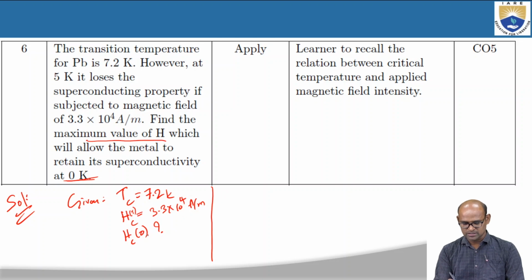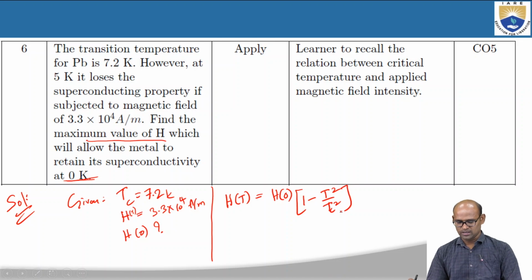So the equation between this H and Tc is H of T equals H of 0 into 1 minus T square by Tc square. So this is the relation between H of T and H naught. From this equation, what we need to calculate is H of 0, the maximum value of H at 0 Kelvin. They have given us H of T.